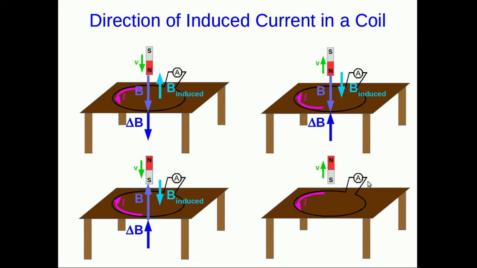And so in this final case, pulling the south pole out, looking at it in the diagram, again, the B field due to the magnet inside the coil is up, but as you pull it out, it gets weaker, and so that means there's a delta B which is down, and the induced B field that we can get from the direction of this current is up, so opposite the delta B.